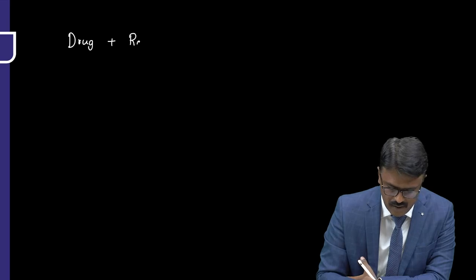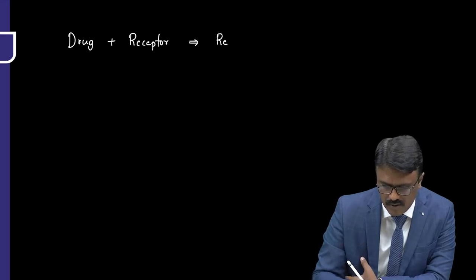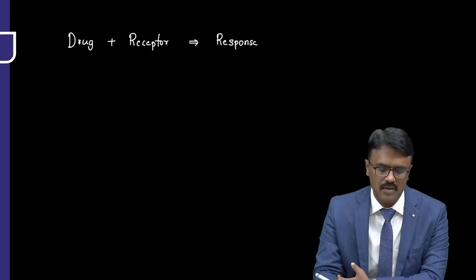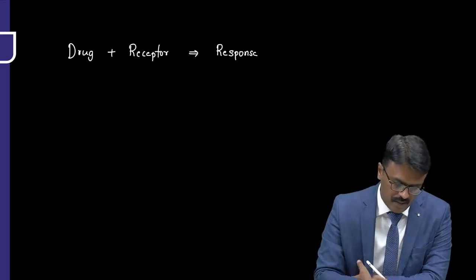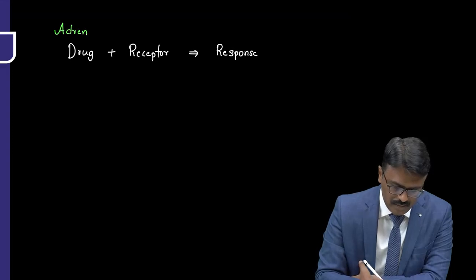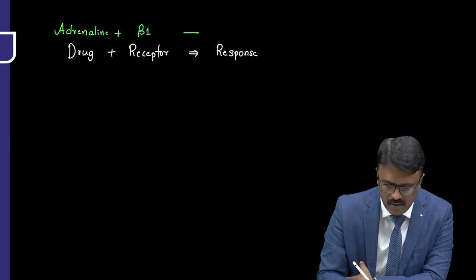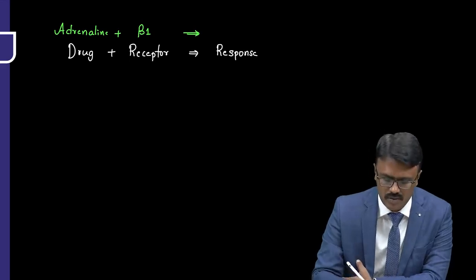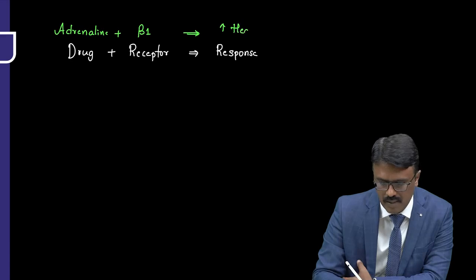We all know how the drug works. The drug binds to the receptor. After binding to the receptor, what you see is a response. I will give a classical example. Adrenaline is a drug. Adrenaline acts on the receptor called beta 1, and beta 1 is present in the heart, and what you see is an increase in heart rate. So increase in heart rate is what we mean by the response.